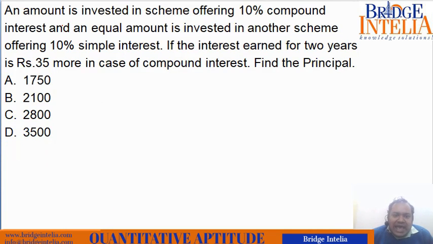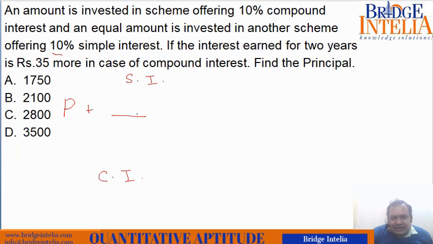Now this one: an amount is invested in a scheme offering 10% compound interest and an equal amount is invested in another scheme offering 10% simple interest. If the interest earned for 2 years is rupees 35 more in case of compound interest, then we have to find the principal. Let's see what happens in case of simple interest and in case of compound interest. You deposit an amount P. We have to see the progression for 2 years.